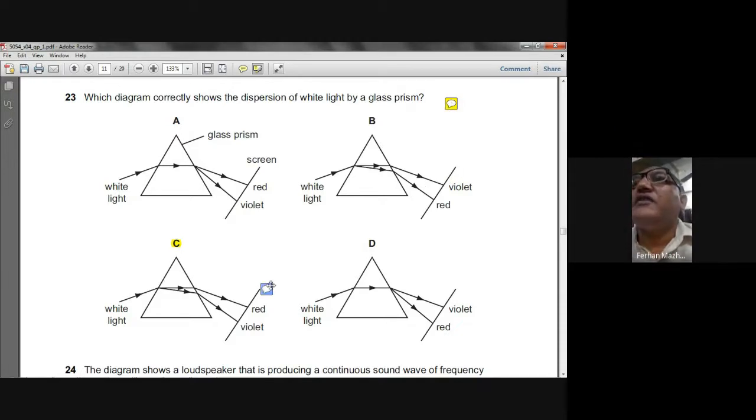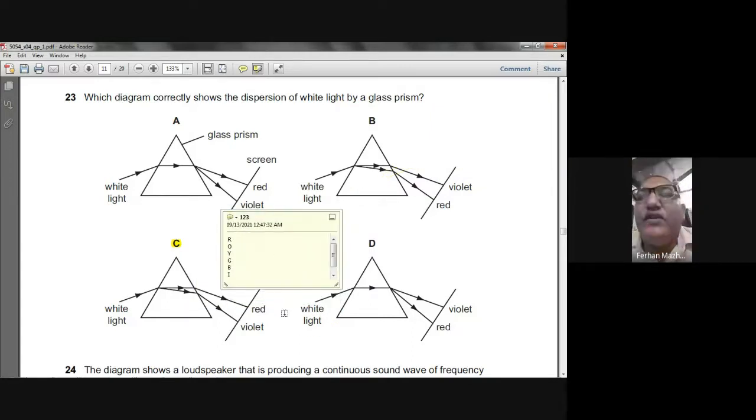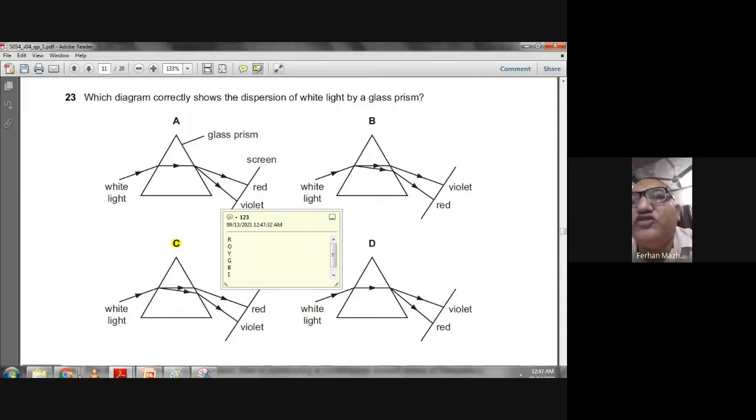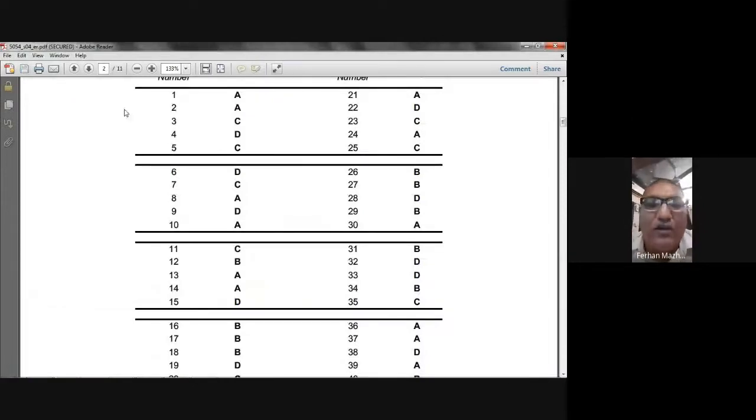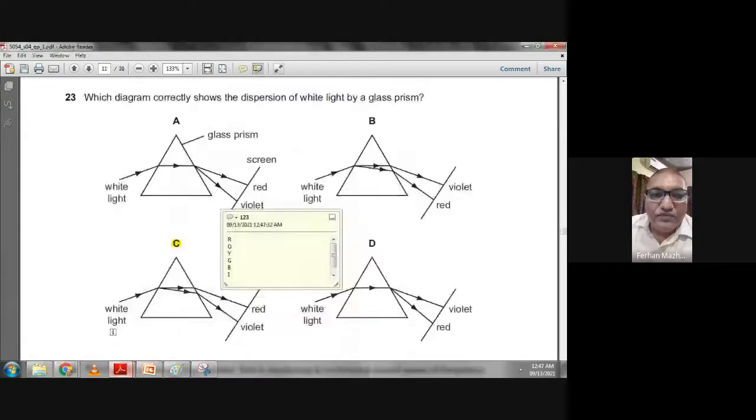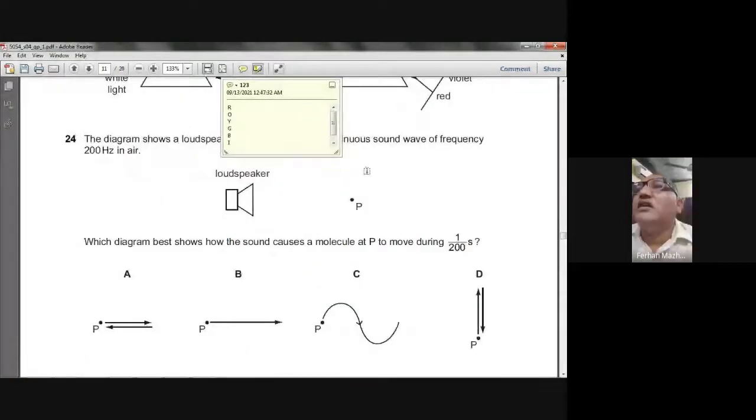And let me bring it here. ROY G BIV, ROY G BIV: red, orange, yellow, green, blue, indigo. So here the order is right. So C is the option. We think question number 23, C is the option. Yes, C is the option. So I hope that you have understood. Okay, so let's move to the next question.